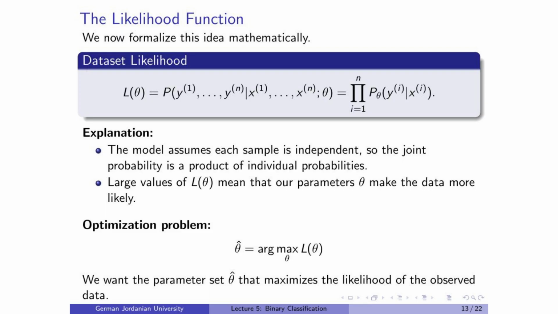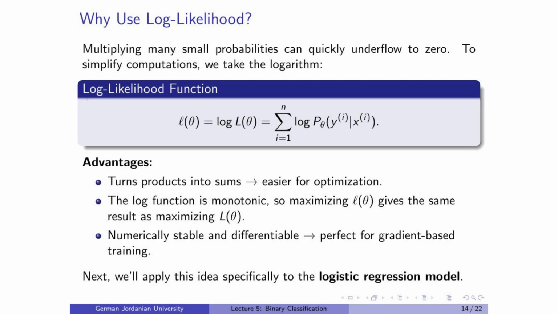Now, we formalize the idea of likelihood mathematically. The likelihood function measures how probable our observed data is for a given set of parameters. We assume each sample is independent, so the total likelihood is the product of all individual probabilities. The goal is simple: find the parameter set, theta hat, that maximizes this likelihood and makes the observed data most likely. To simplify the math, we take the logarithm of the likelihood, which turns products into sums and avoids numerical issues. The resulting log likelihood function is what we maximize during training.